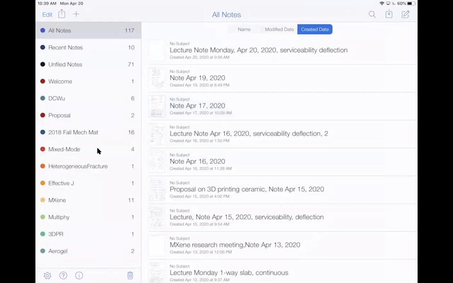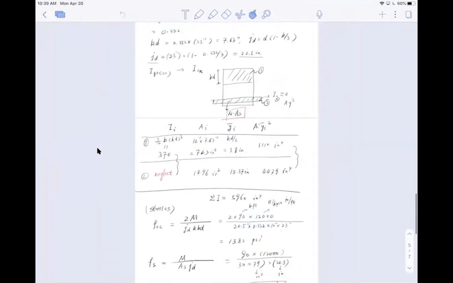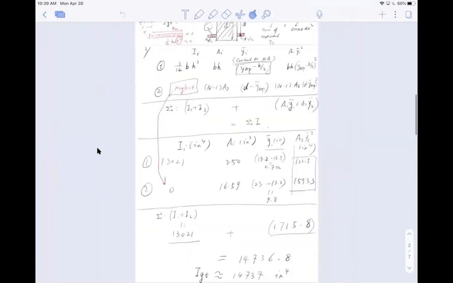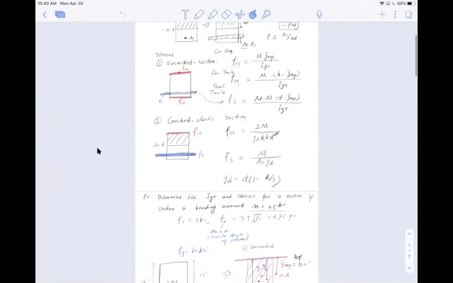Let's review a little bit what happened last lecture. Last lecture we talked about deflection. One of the critical things is calculating moment of inertia for cracked and uncracked cases. So these are uncracked and these are cracked, okay?